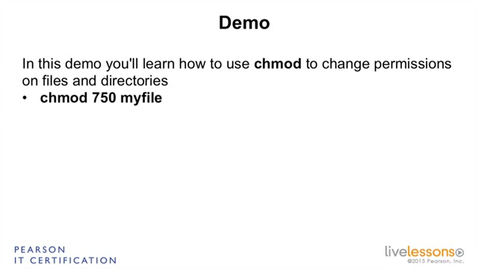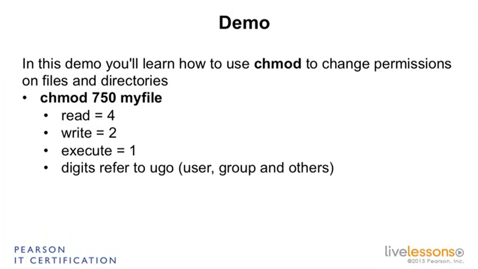The first example is chmod 750 on my file. You can see that three different digits are used in the command to change the permissions for my file. To understand these digits, you should know that read equals 4, write equals 2, and execute equals 1. And you should also know that the digits refer to UGO, which is user, group, and others. So if we see 7, 7 is 4 plus 2 plus 1, that means user gets read, write, and execute. If you see 5, 5 is 4 plus 1, that means that group gets read and execute, and 0 means that others gets nothing at all.